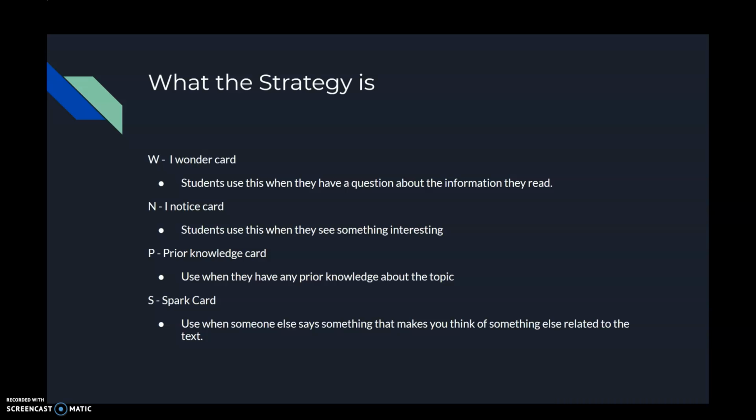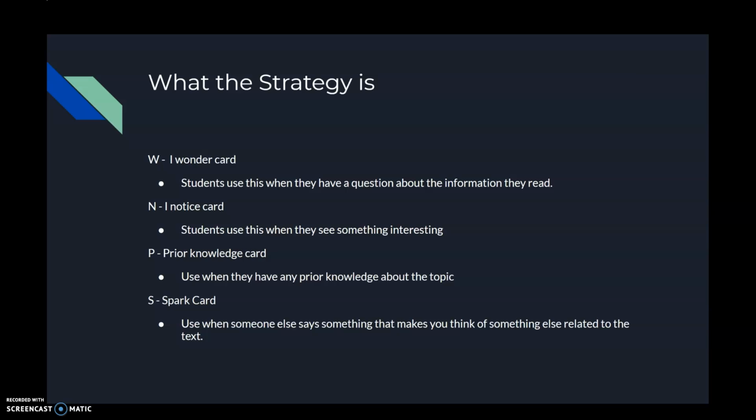So how the strategy works is you guys are going to have 4 cards, a W, an N, a P, and an S card. And we're going to read about 3 paragraphs. And after we read about 3 paragraphs, you guys are going to hold up a particular card based on what you noticed in the reading.